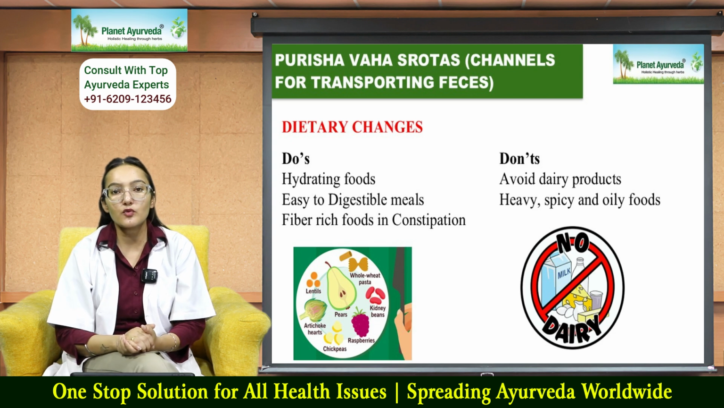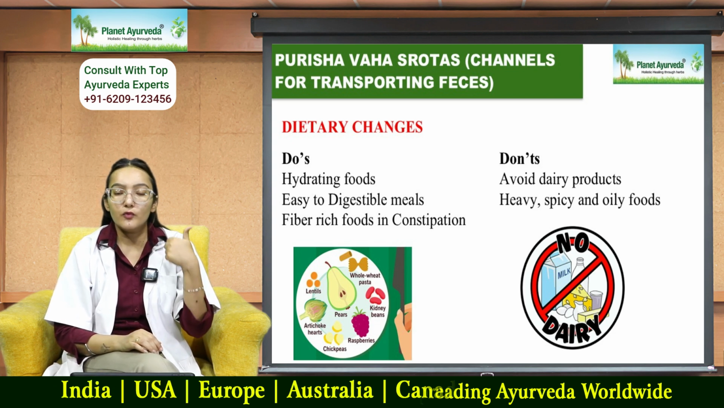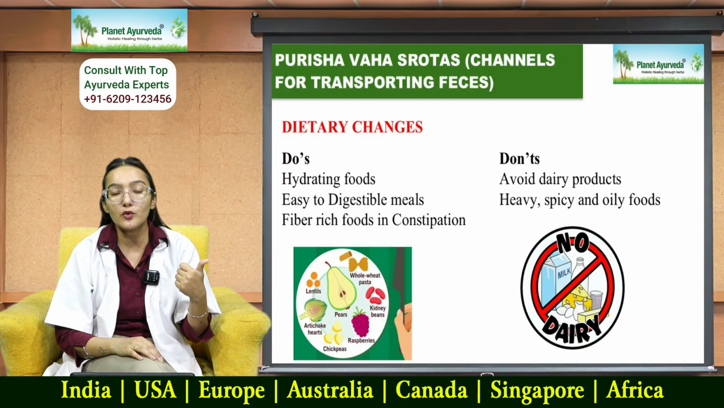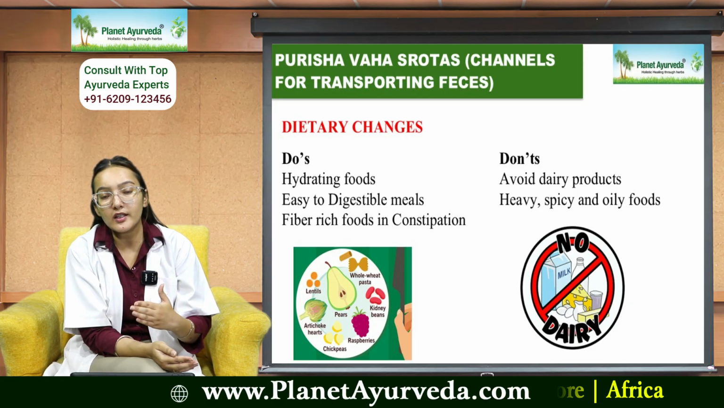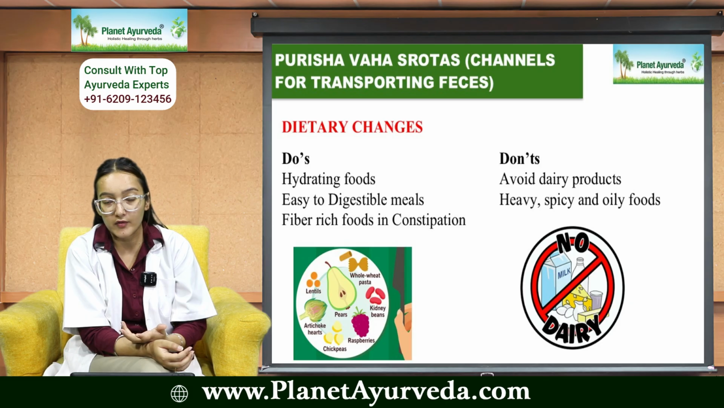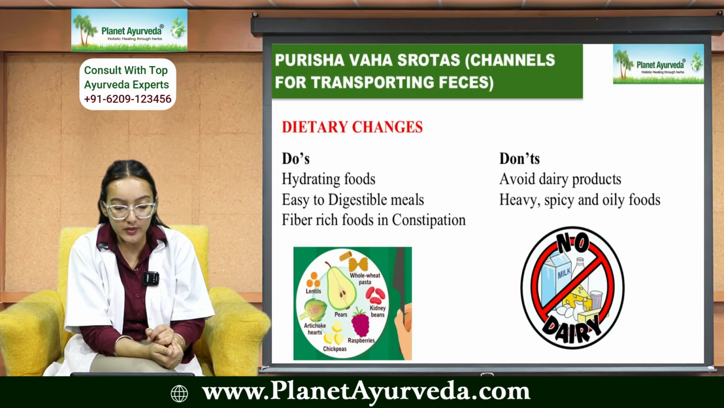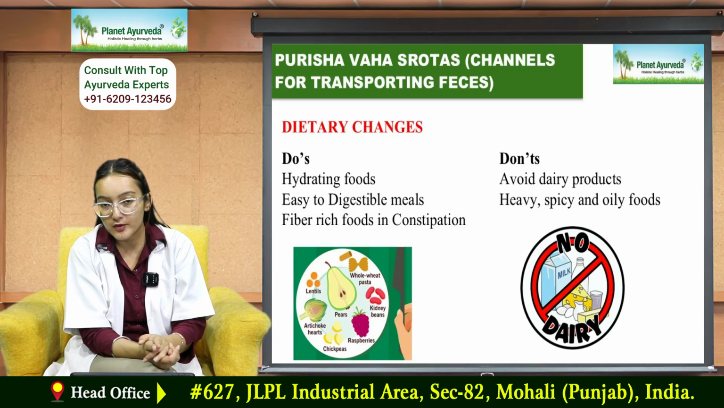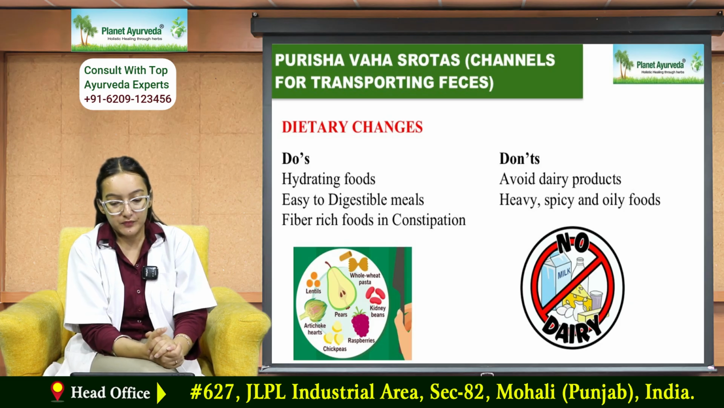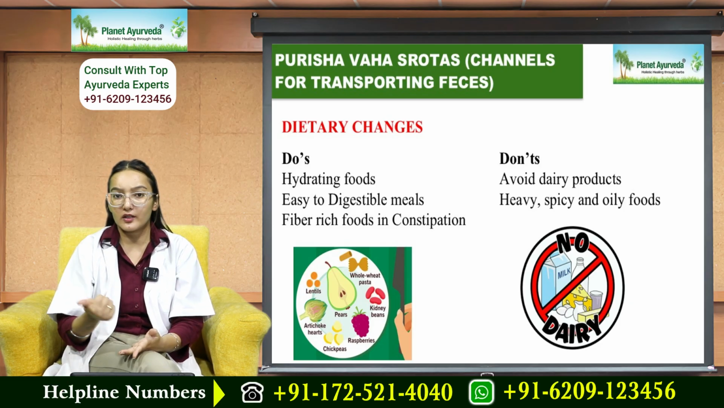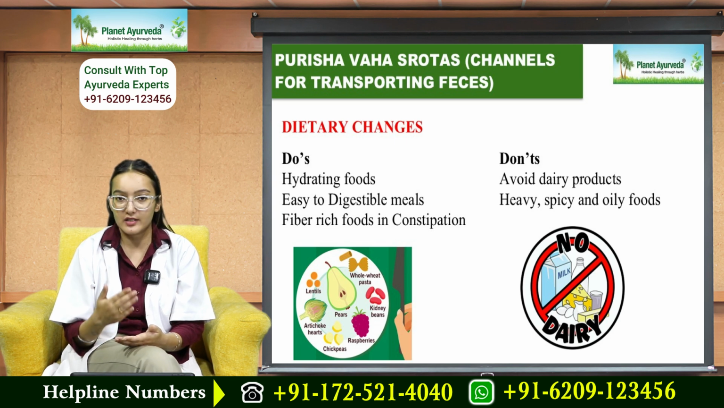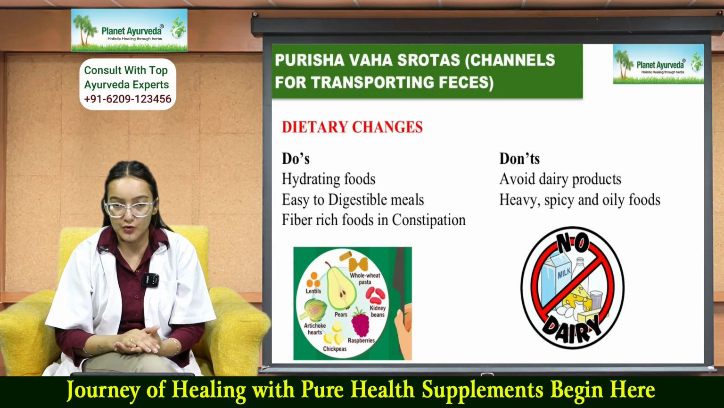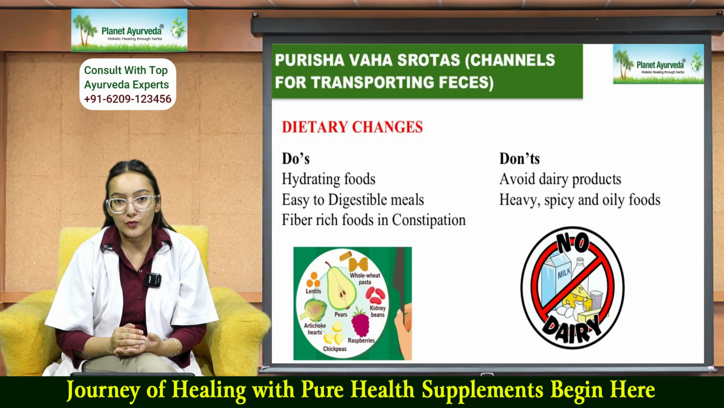Then come the dietary changes. Dietary changes are related to the food only: what kind of food the person is having, how we are taking the food, when we are taking it, and what kind of diet we are having. Hydrating food is needed, easily digestible meals, fiber-rich food in case of obstruction or constipation. Avoid dairy products in case of lactose intolerance. Also, if there is diarrhea, avoid dairy products because they may lead to more motions. Avoid heavy, spicy and oily foods.